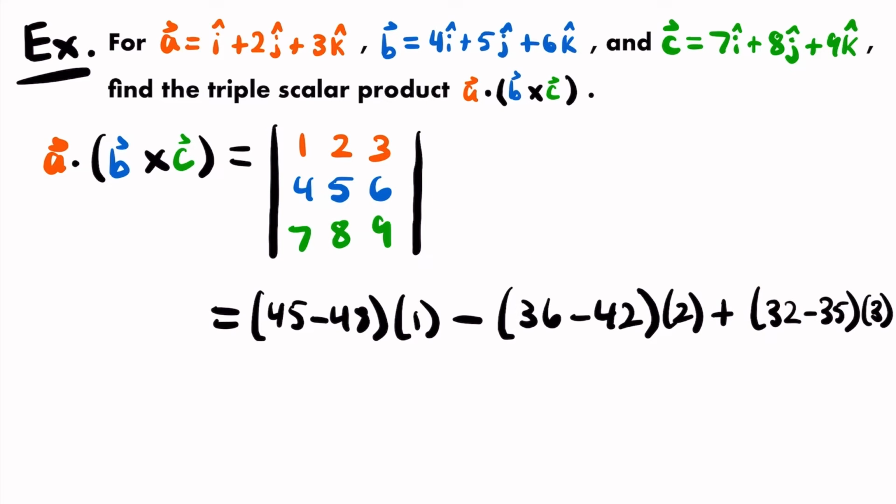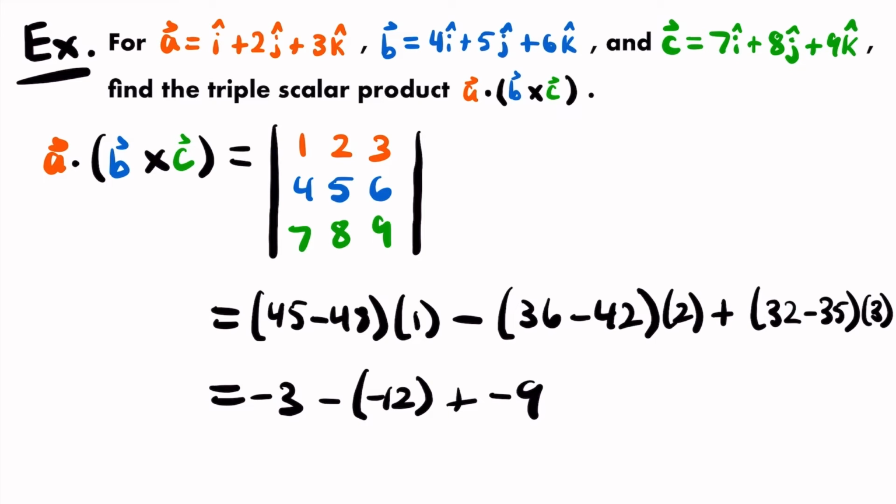Okay, and so now if we simplify, 45 minus 48 is negative 3 times 1 is still negative 3, so this is equal to negative 3 minus 36 minus 42, which is negative 6 times 2, which is negative 12. So we'll have minus negative 12, and then we were adding that to 32 minus 35, which is negative 3 times 3, which is negative 9. So we are adding negative 9.